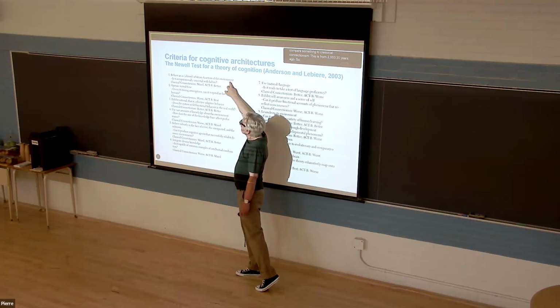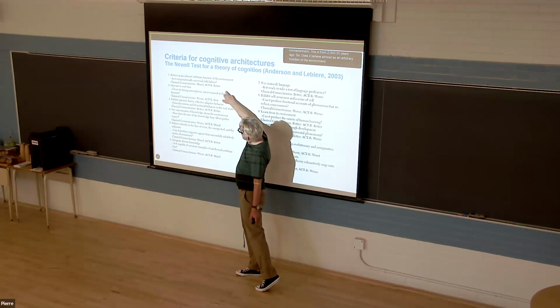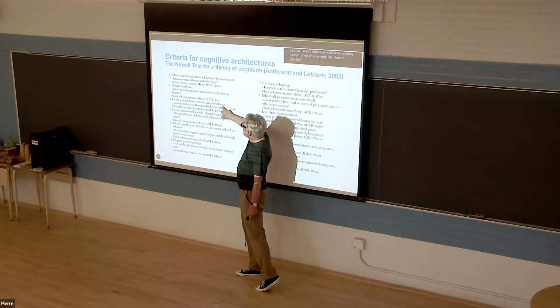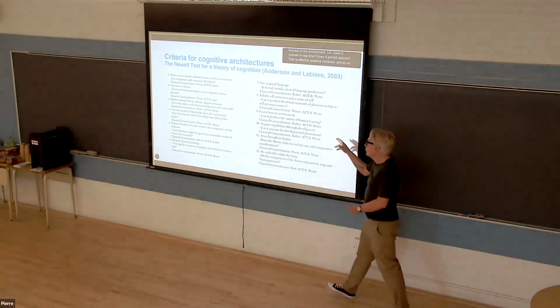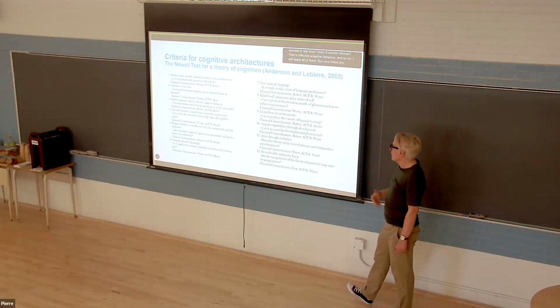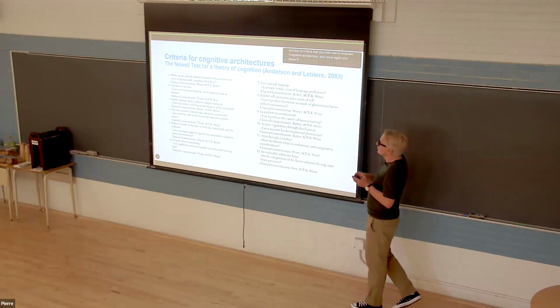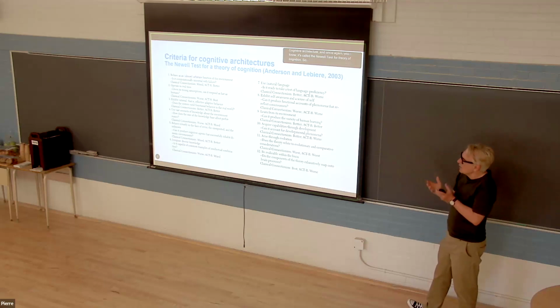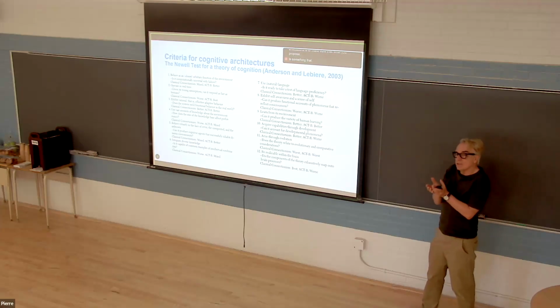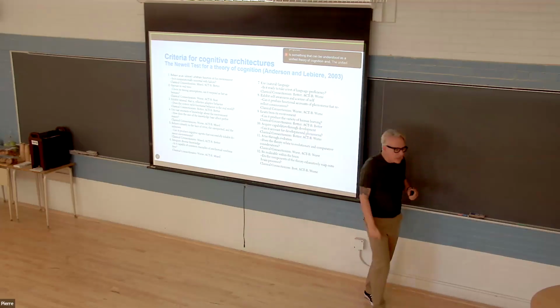So does it behave almost as an arbitrary function of the environment? Does it operate in real time? Does it exhibit rational, that is, effective adaptive behavior, and so on? I won't read all of them, but these are a number of criteria that you can use to evaluate a cognitive architecture. And once again, it's called the Newell test for a theory of cognition. So the idea behind these evaluations is to make sure that what you propose is something that can be understood as a unified theory of cognition.